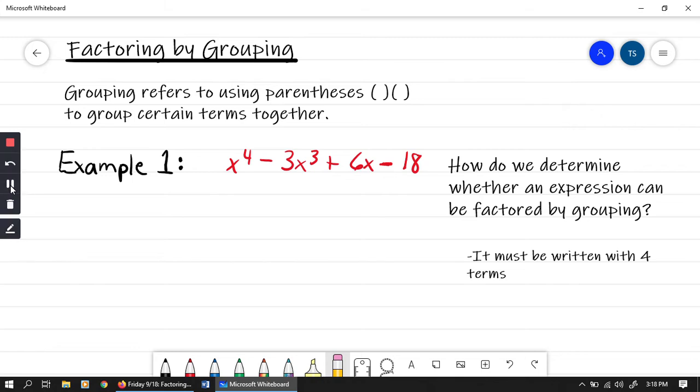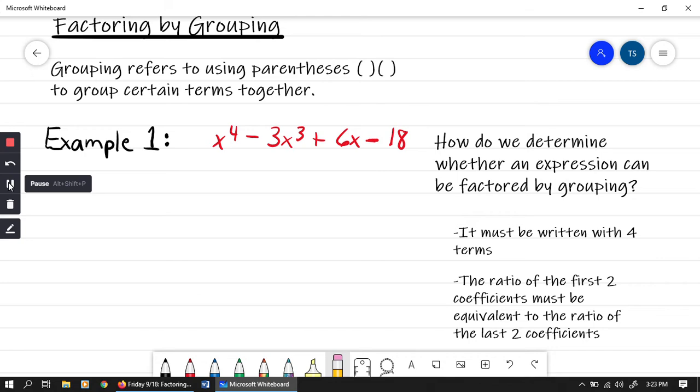When we're trying to determine whether an expression can be factored by grouping, one of the first things that lets us know, and it's not the only thing, is that the expression must be written with 4 terms. If it's not written with 4 terms, more than likely it can't be factored by grouping. Now, there are some expressions where we can write an equivalent form of it with 4 terms, but we'll look at that a little bit later. Again, it must be written with 4 terms in order for you to factor by grouping.